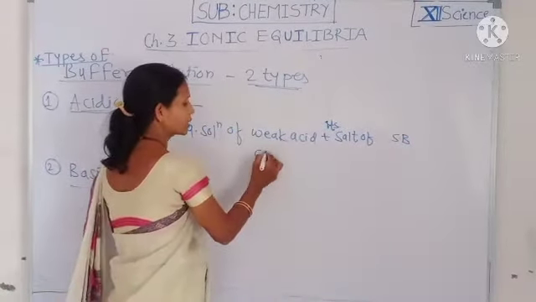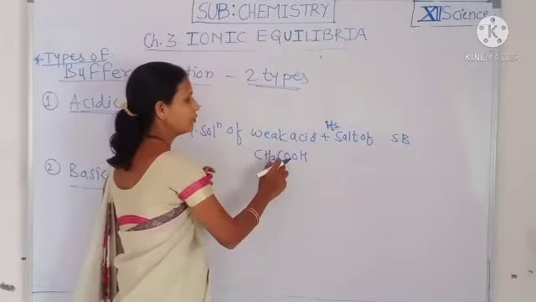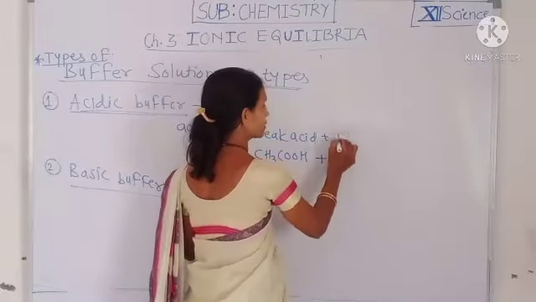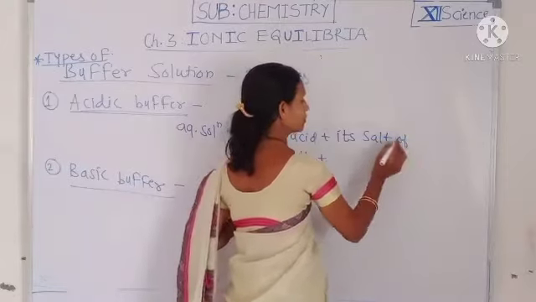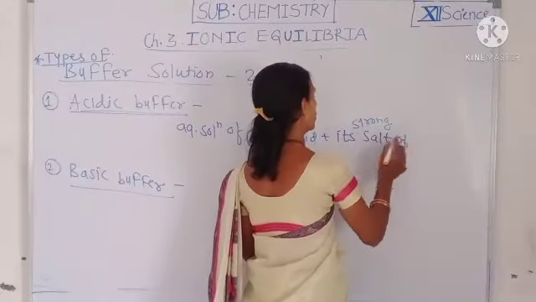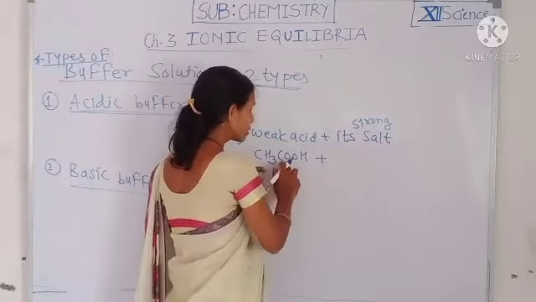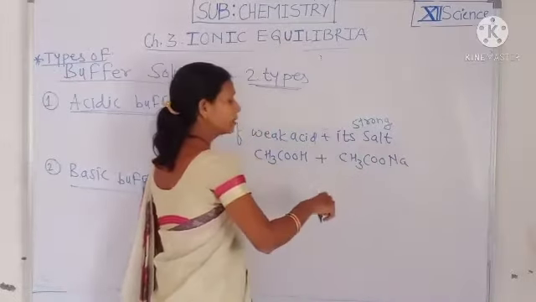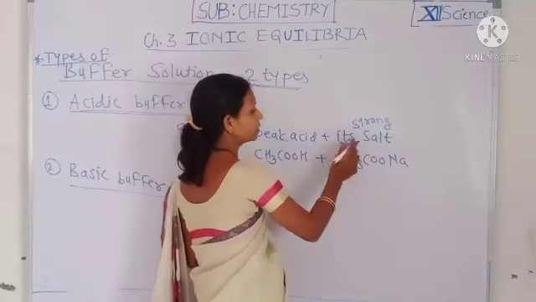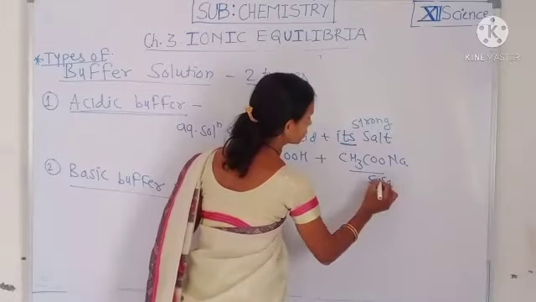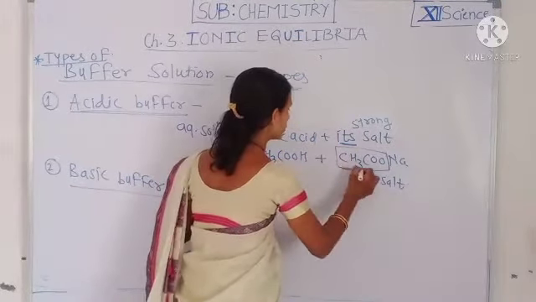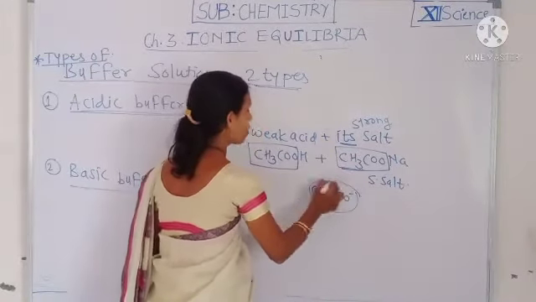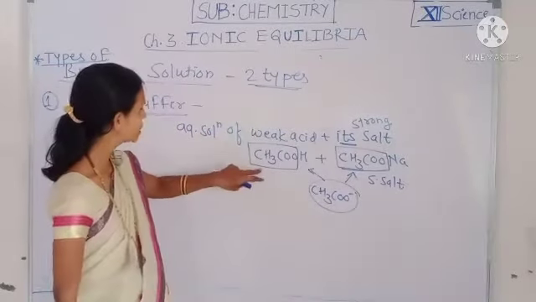That means an aqueous solution of a weak acid, for example CH3COOH is a weak acid, and its strong salt. That means the salt should be strong, that is CH3COONa. The meaning of that is a strong salt containing the same ion which is present in the weak acid. That means here the CH3COO minus ion is common there.